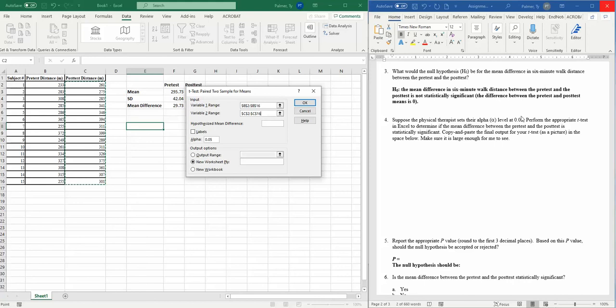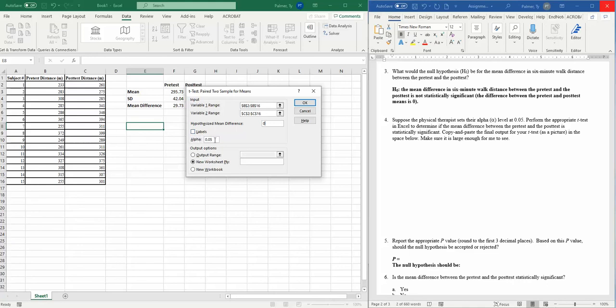So what are we going to put here for the hypothesized mean difference? Yeah, we're going to put 0 here. Okay, because again, we're testing the null hypothesis, and that's what the null hypothesis says. It says that the difference between the pretest and post-test means is 0, so that's what we're going to put here for our hypothesized mean difference. For labels, we don't need to select labels, so you can leave that blank.